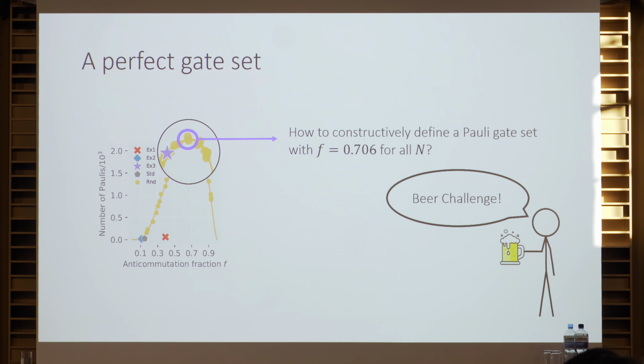So probably more fitting for Hanover would be a Kasten. So not only a beer but a whole set of beers.